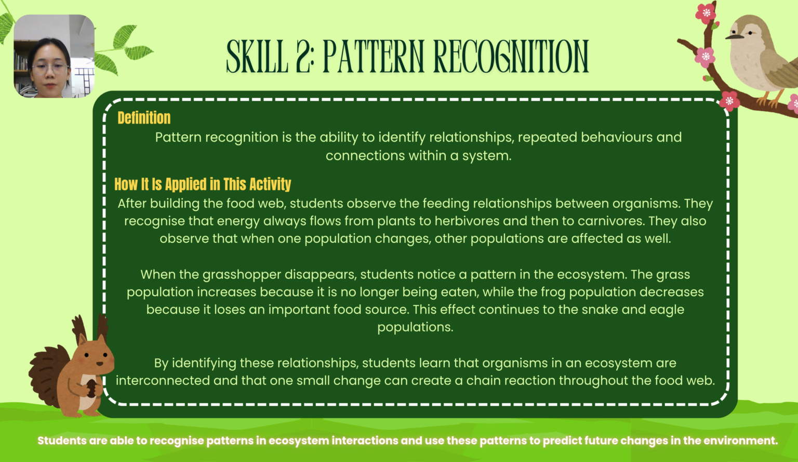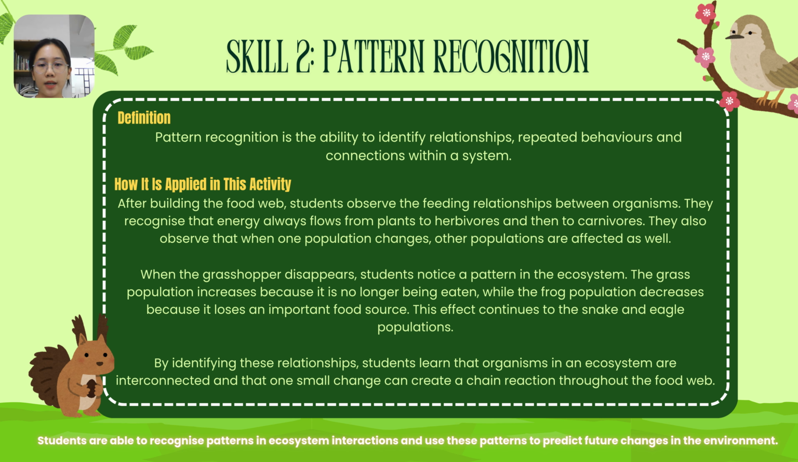In this activity, after the students have successfully built the food web, they begin to observe the feeding relationships between the organisms. They recognize the energy flow always follows the same pattern, flowing from the producer, which is the grass, to the herbivore, which is the grasshopper, and then to the higher-level consumers such as frogs, snakes, and eagles. The students also observe another important pattern. They realize that whenever one population changes, the other populations are affected as well because all organisms in the food web are interconnected.